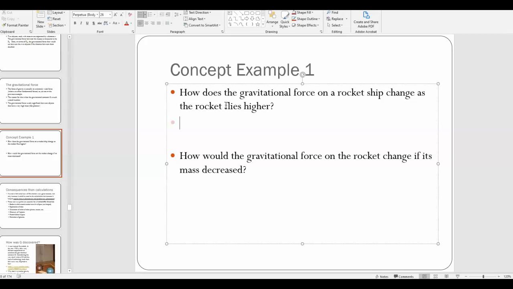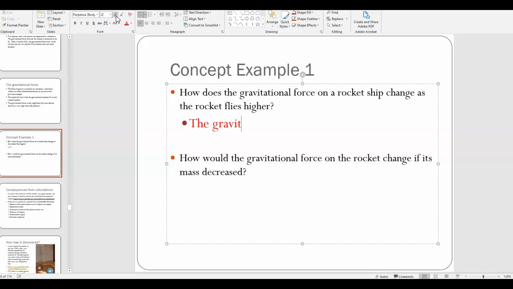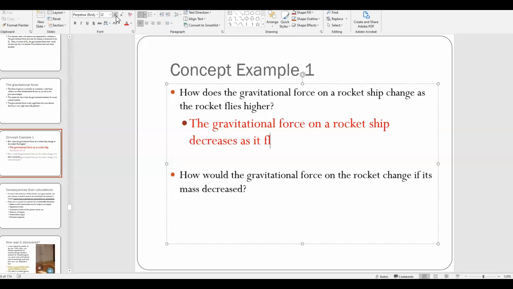The answer to that question, let's see if we can write this in complete sentences. I would start by repeating the question: the gravitational force on a rocket ship actually decreases as the rocket flies higher into the sky. When you're thinking about the gravitational force, the two masses are the rocket ship and the Earth. The higher up you go into the air, the greater the distance between the rocket ship and the Earth. So the gravitational force on a rocket ship decreases as it flies higher into the sky.